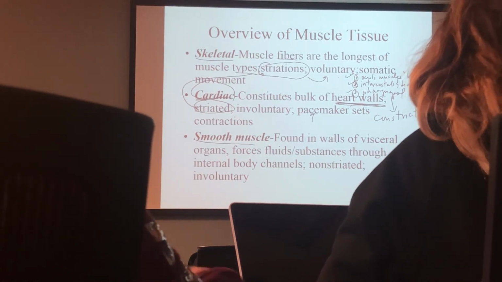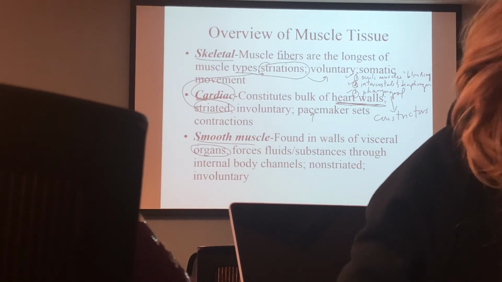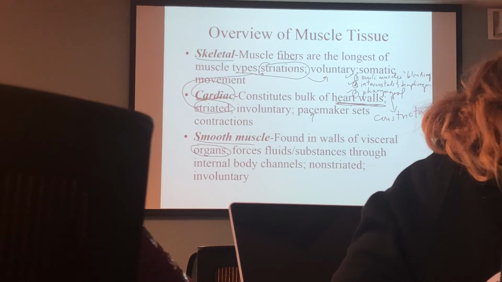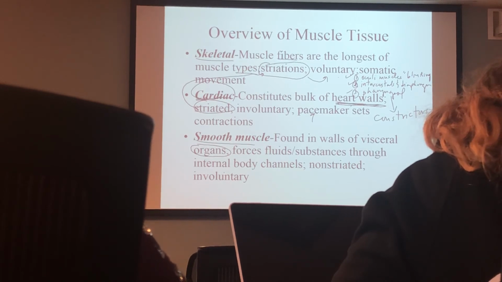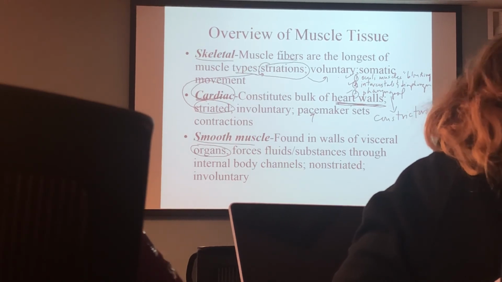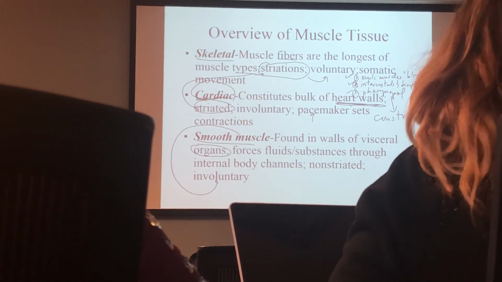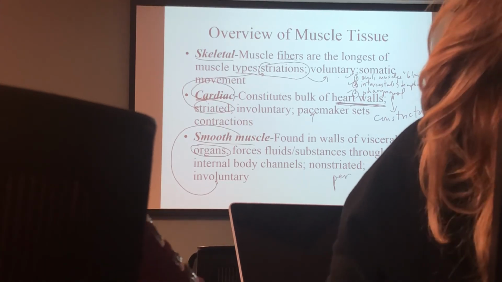Then your smooth muscle, where do you find that? In your visceral organs, right? In your gut tube: stomach wall, esophageal wall. You also find it in the wall of your blood vessels, right? Okay. Now, the contractions of the smooth muscle are going to be involuntary. Do you have control of that? No, you don't.